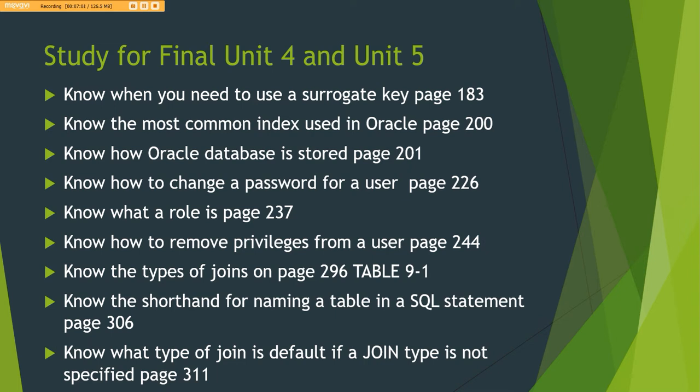Know what a role is, page 237. Know how to remove privileges from a user, page 244. Know the types of joins on page 296, table 9.1. Know the shorthand for naming a table in the SQL statement, page 306. Know what type of join is default if a join type is not specified. That's on page 311.